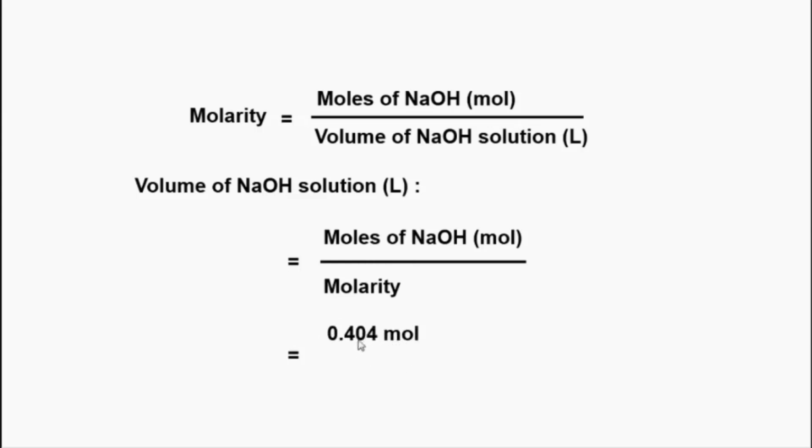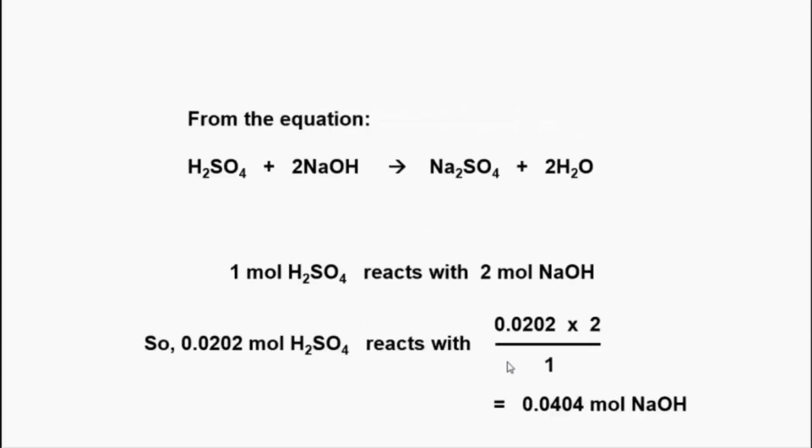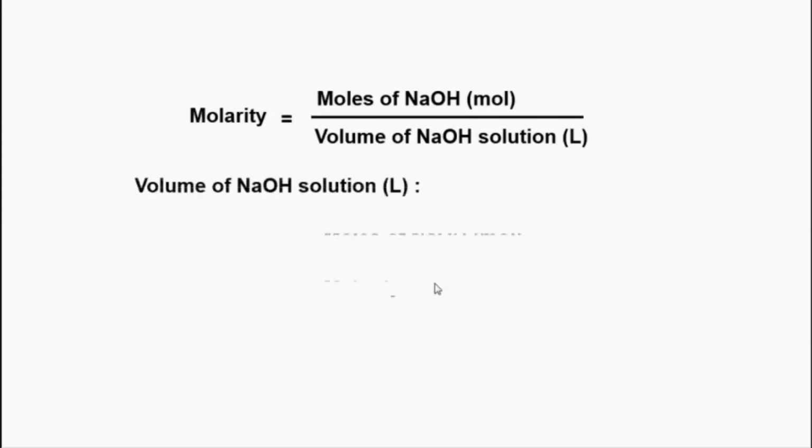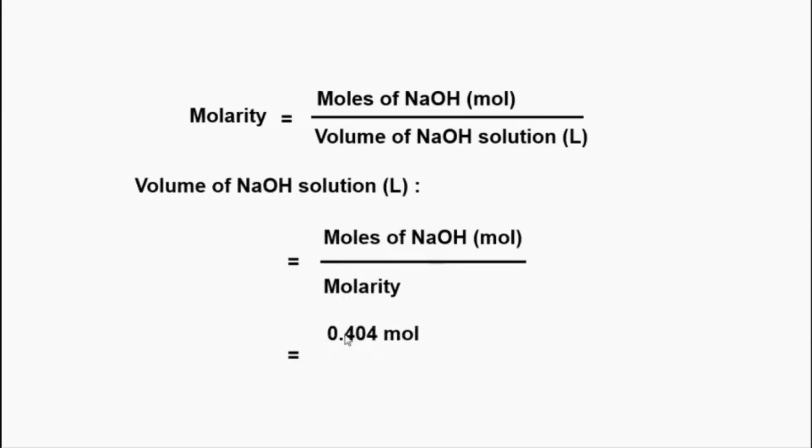I think there is a mistake here. It should be 0.0404. Let's look back. Yes, it should be 0.0404. So there is an error here, a typo. It should be 0.0404 moles. Sorry for the mistake. So you just make the correction. Divide by 0.505 mole per liter, which is the concentration of the sodium hydroxide solution given in the question.